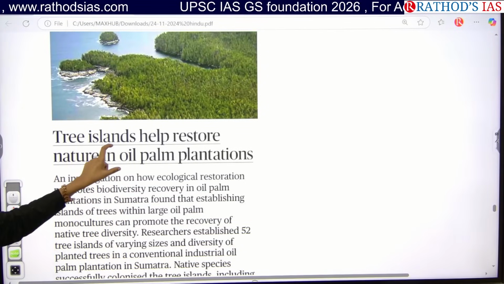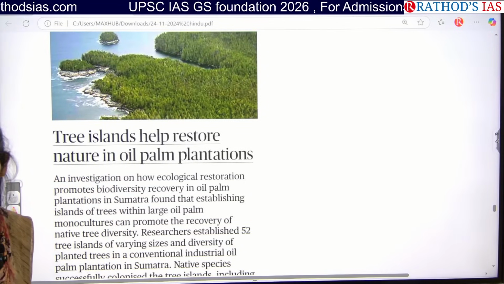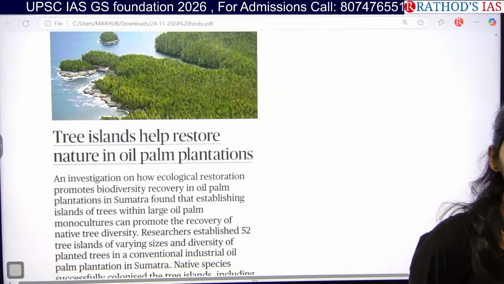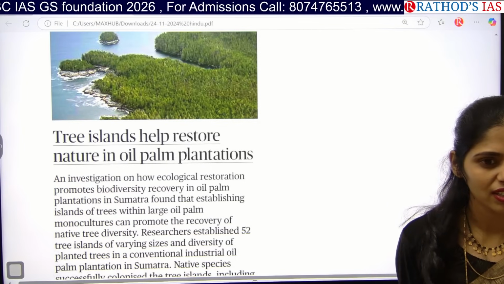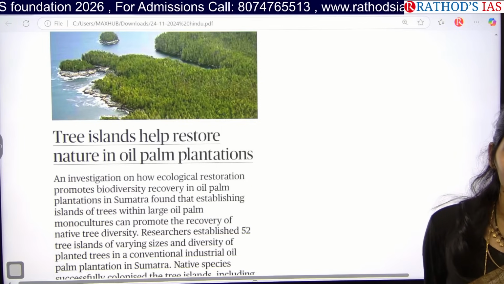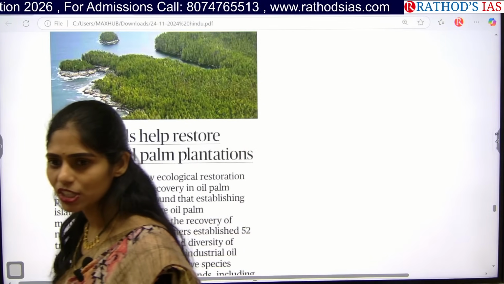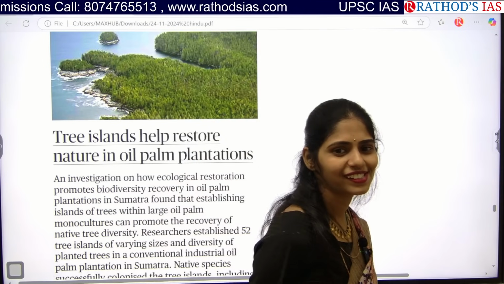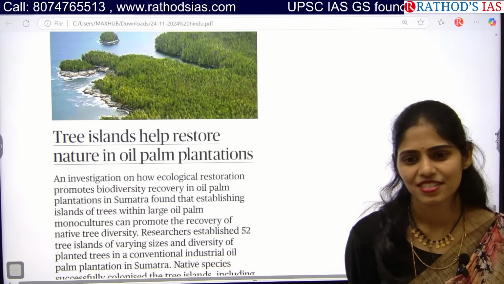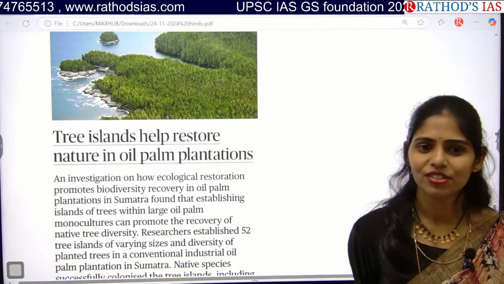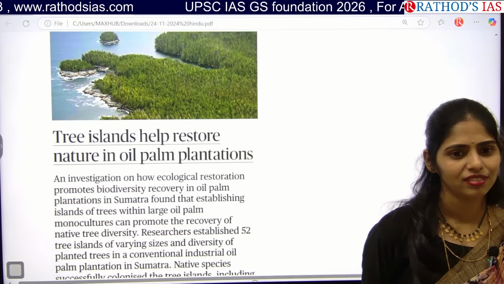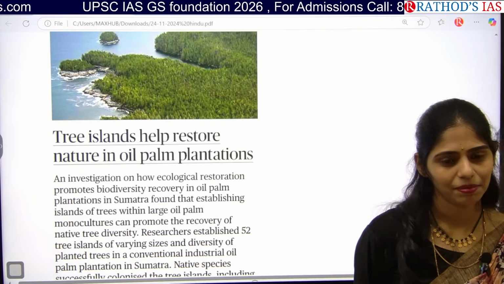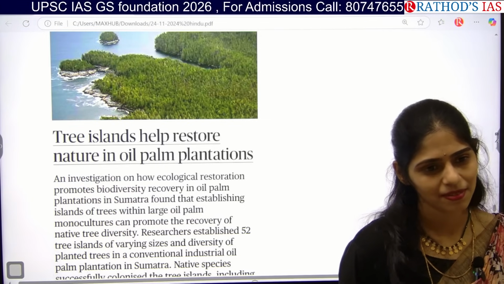So what is this palm oil plantation? Why do we have to go for palm oil plantations in these tree islands? Yes, we import palm oil from which countries? Indonesia, Malaysia and not Ukraine. Ukraine gets sunflower oil, not palm oil. Malaysia, Indonesia and one more country. No, nearby country. So tell me the countries of Asia. Philippines, Brunei, Indonesia, Malaysia, Singapore.